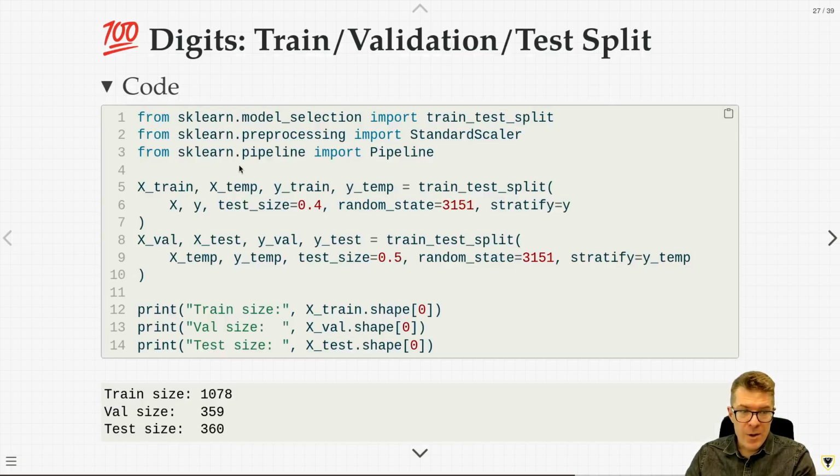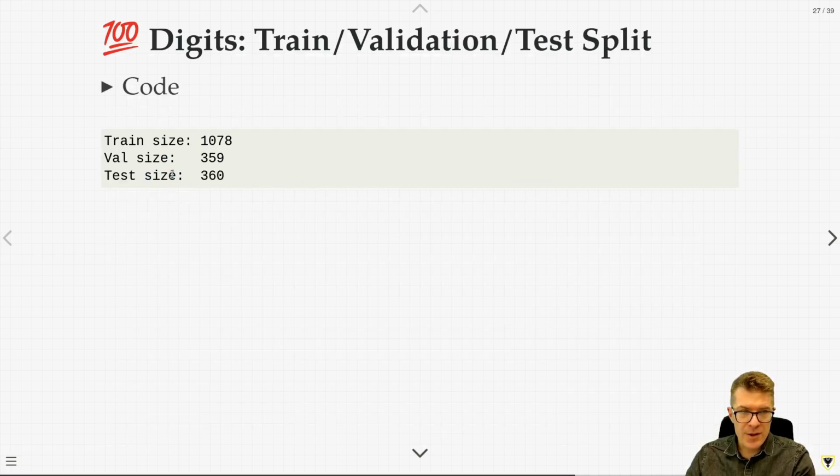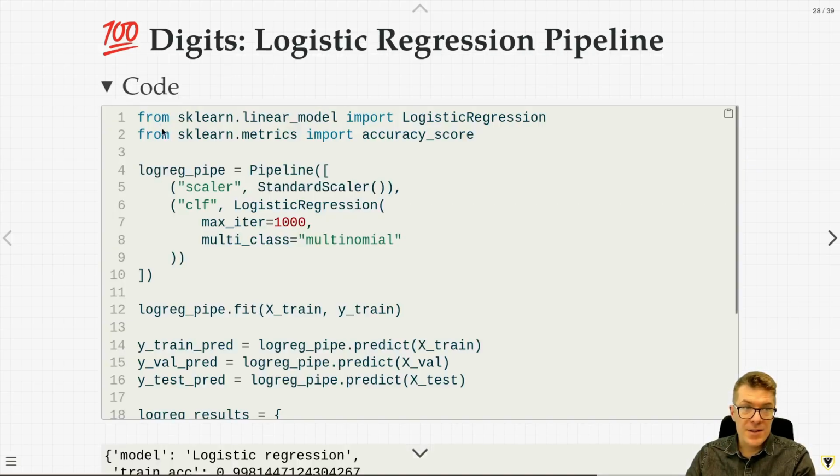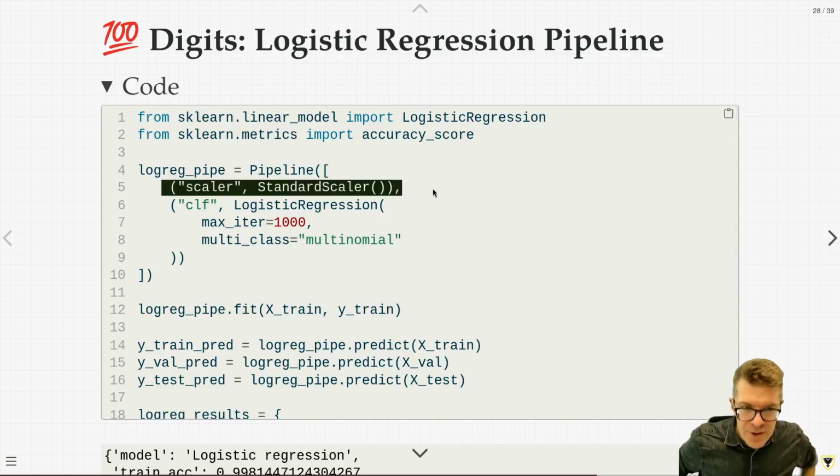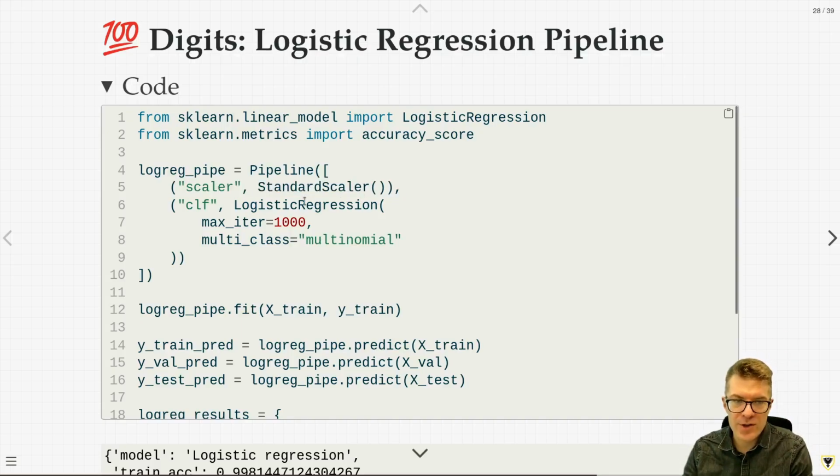So here we just split up our data like we always do into training, validation, and test. Now let's do the proper thing with logistic regression. We'll again import logistic regression. Now we're going to use a pipeline, so we're doing something a bit more careful here. We're going to do a standard scaler, and then we're going to do a logistic regression. And it's going to be multinomial.